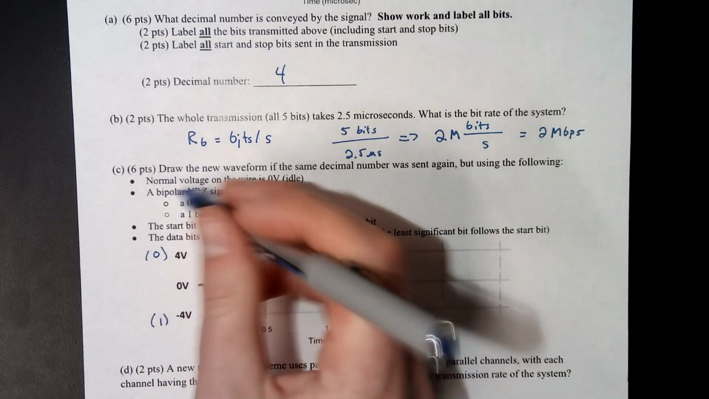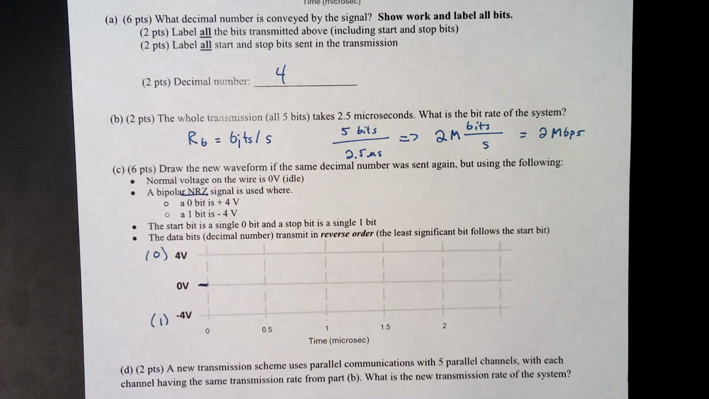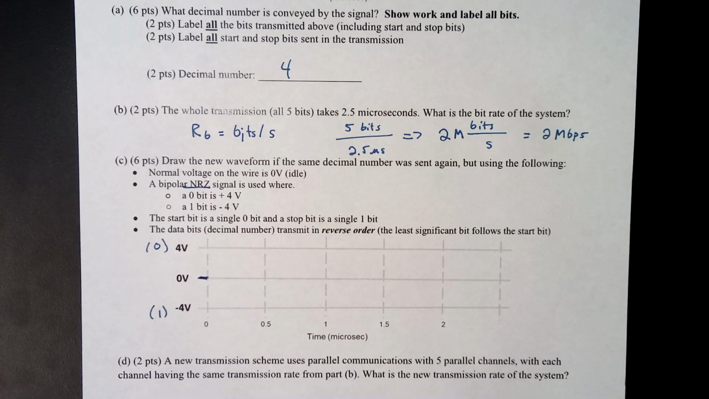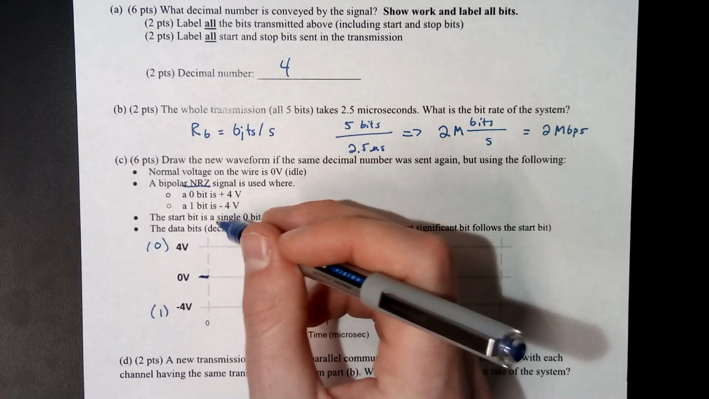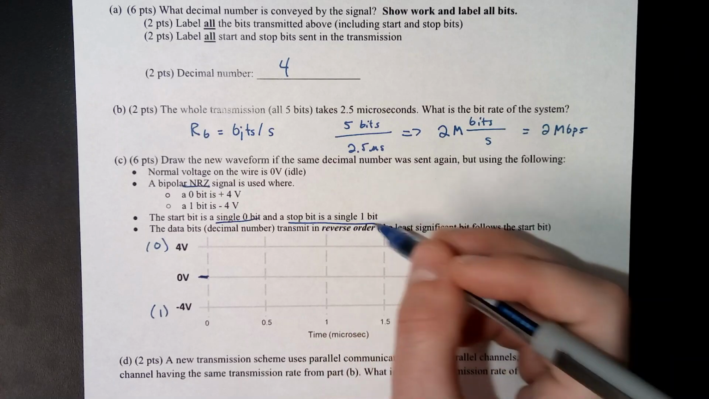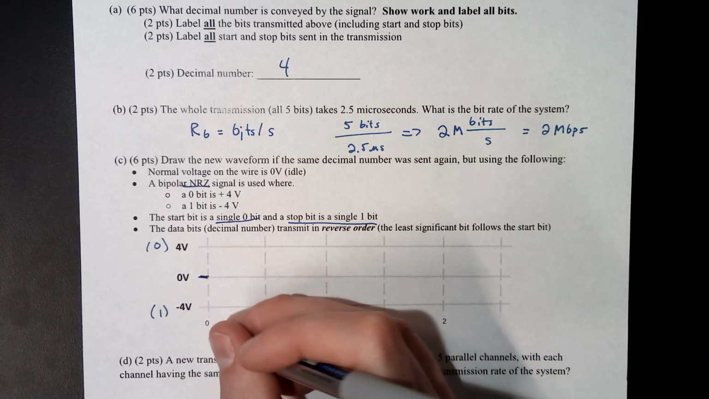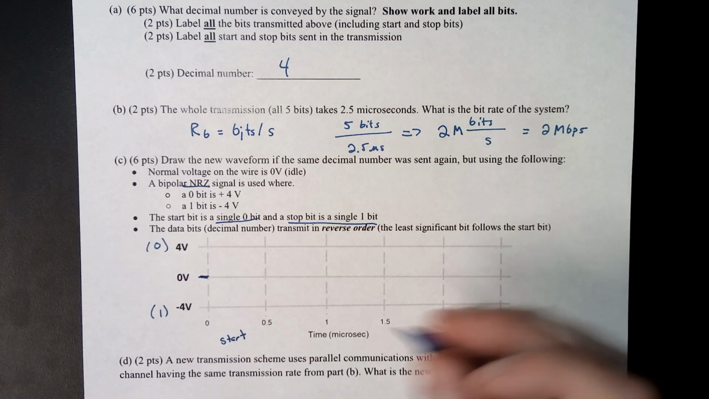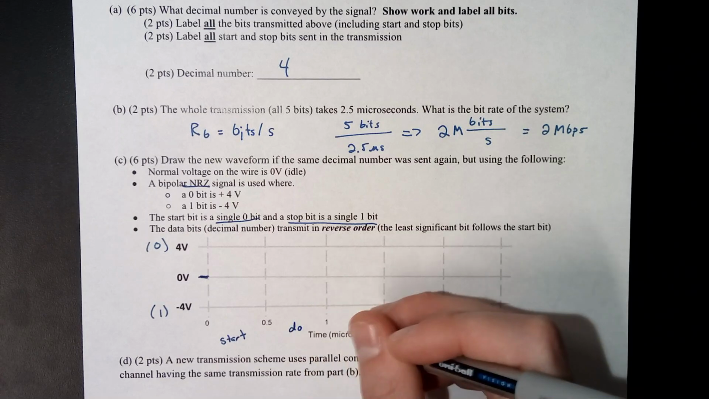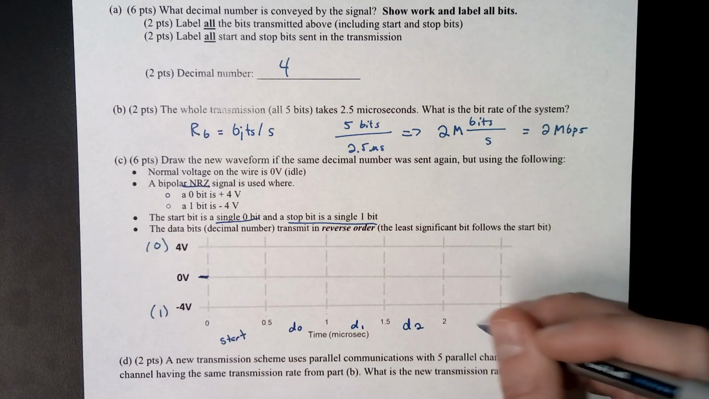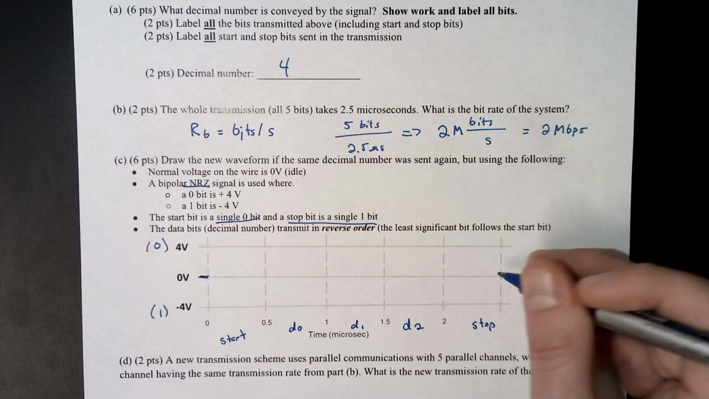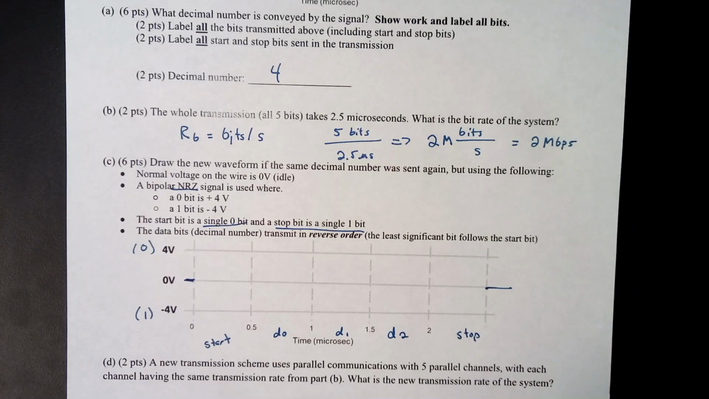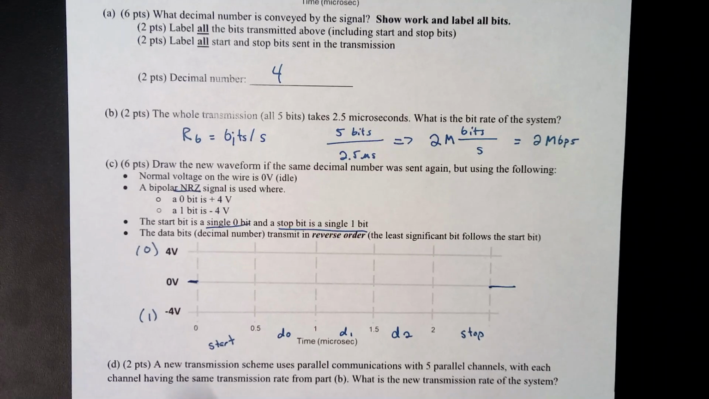It's bipolar NRZ, so we're not going back to 0 each time, right? But do be careful of that. If it says RZ, we should be returning to 0 in the middle of the bit. A start bit is a single 0 bit, and a stop bit is a single 1 bit. So to start, let's just write out the same transmission that we have here. We're going to have start, D0, D1, D2, and then stop. And then we're going to go back to our normal voltage on the line at 0 after the stop bit.